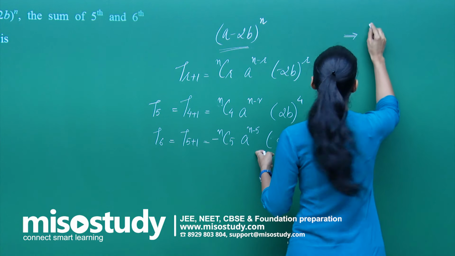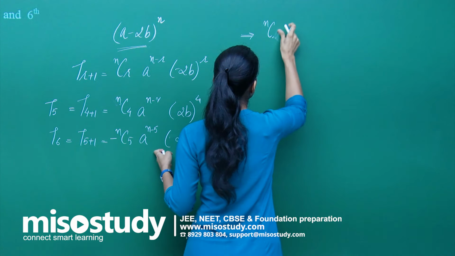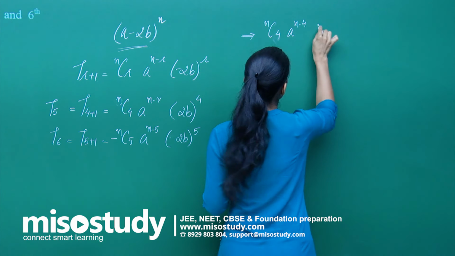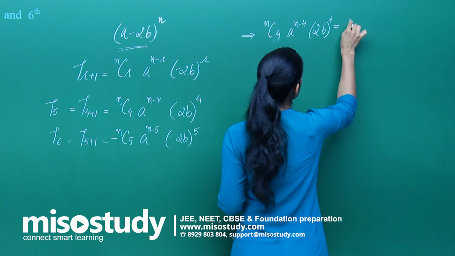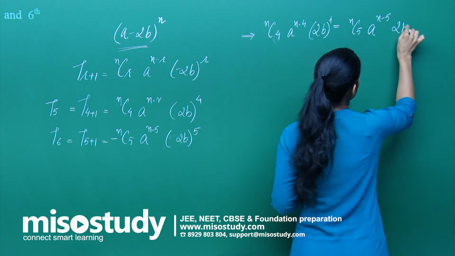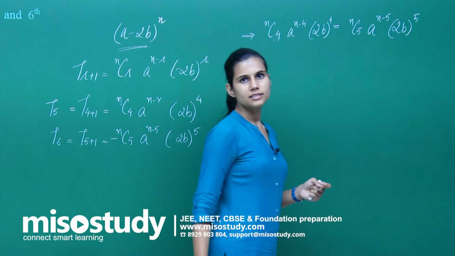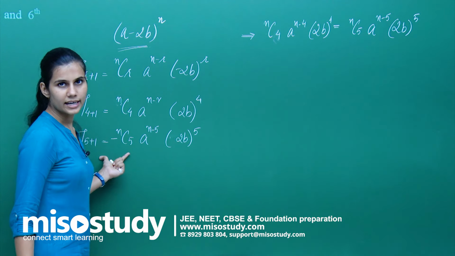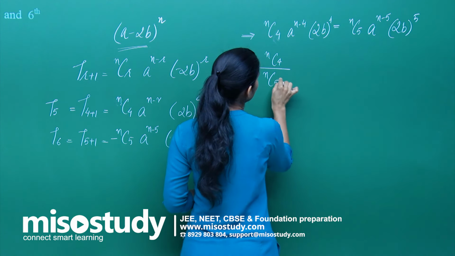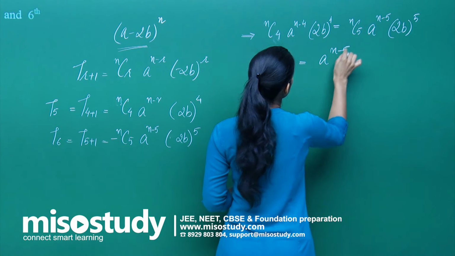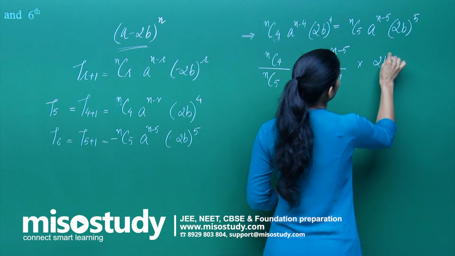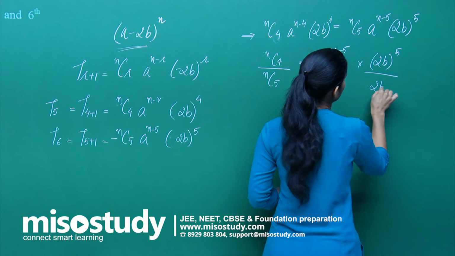So when you add both of them you get 0. You actually are getting nC4 a to the power n minus 4 into 2b to the power 4 equal to nC5 a to the power n minus 5 into 2b to the power 5. I have just sent the 6th term to the right hand side, which means nC4 upon nC5 is equal to a to the power n minus 5 upon a to the power n minus 4 into 2b to the power 5 upon 2b to the power 4.